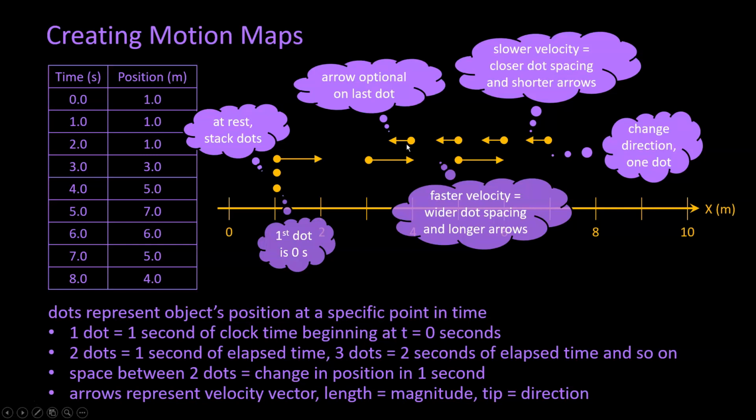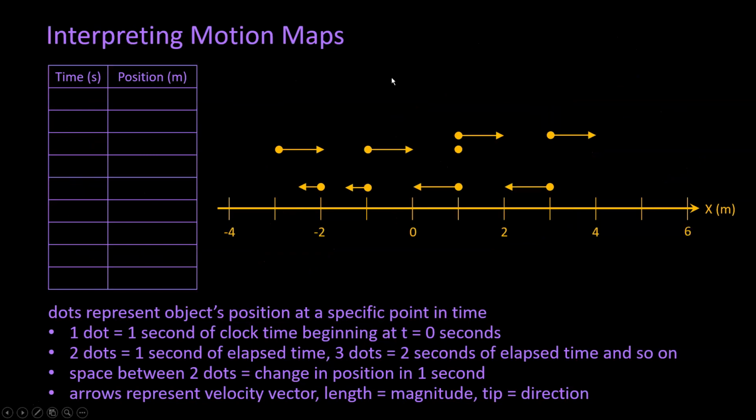And finally, on the last dot, the arrow is optional. I like to include it, but you don't have to. And the reason for that is we don't really know where it is at 9 seconds. So we don't know that it's only moving 1 meter every second leftward. So you can either continue with the same type of arrow that you had in the previous second, or you can leave this arrow off. Your choice.